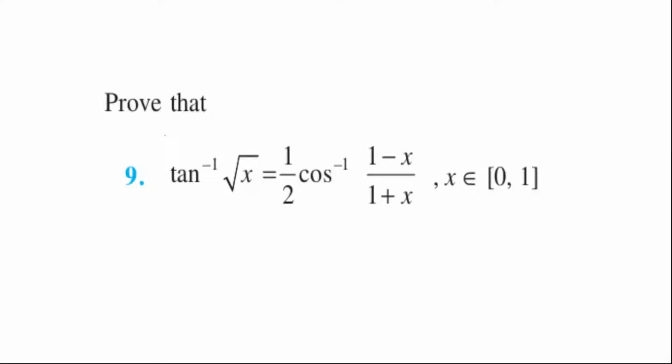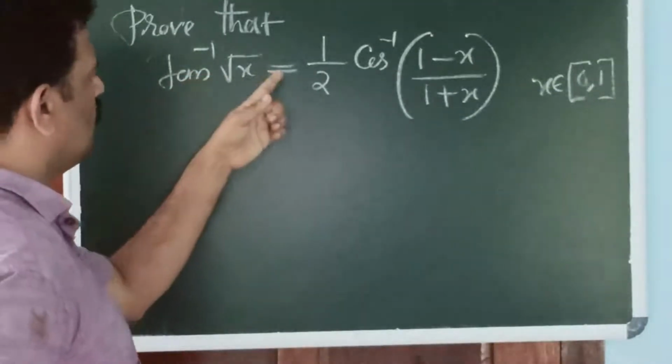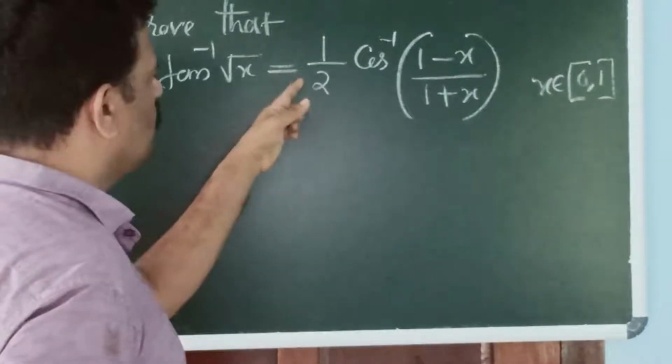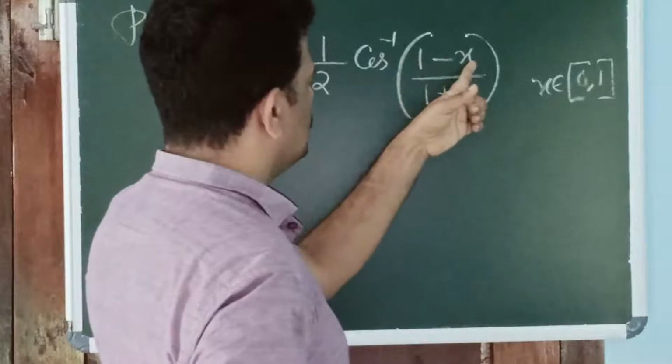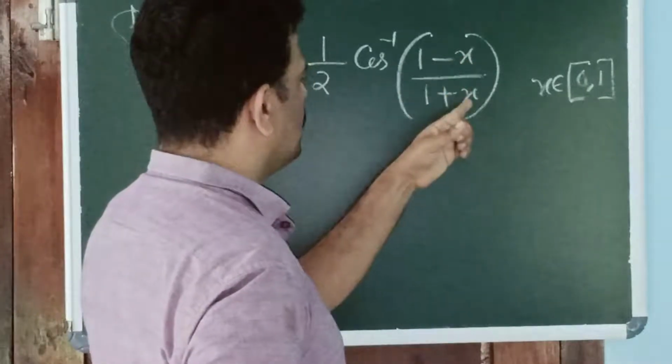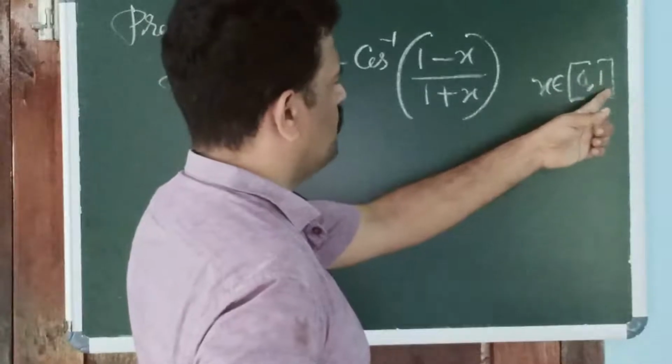Prove that tan inverse root x equal to 1 by 2 into cos inverse of (1 minus x) divided by (1 plus x), where x is an element of the closed interval [0, 1]. Here is the question: prove that tan inverse root x equal to 1 by 2 into cos inverse of (1 minus x) divided by (1 plus x), where x is an element of the closed interval [0, 1].